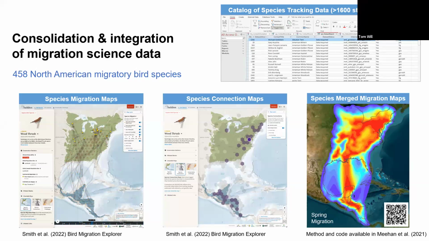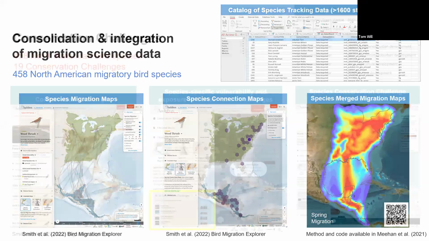So we have several different maps. We have these species migration maps, and this shows the migration of a single species. And I'll show a closer up version for Canada Warbler. We have species connections maps. And then this is a sort of custom-made product that lies outside of our Bird Migration Explorer. And this is where we're integrating different types of data to map the migratory pathways. And these are all with Rust. And the code and method is published. And Bill DeLuca is here. If you know Bill DeLuca, talk to him about this. He can share more information.